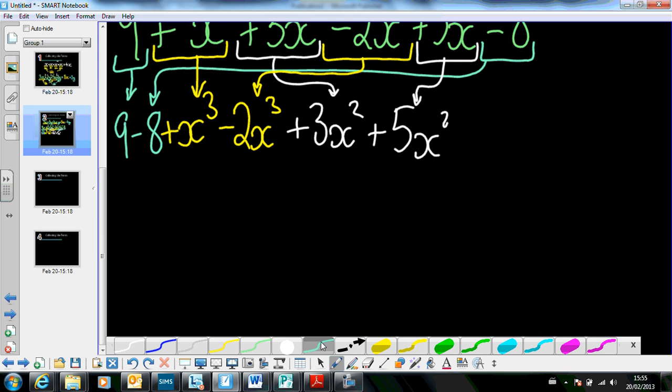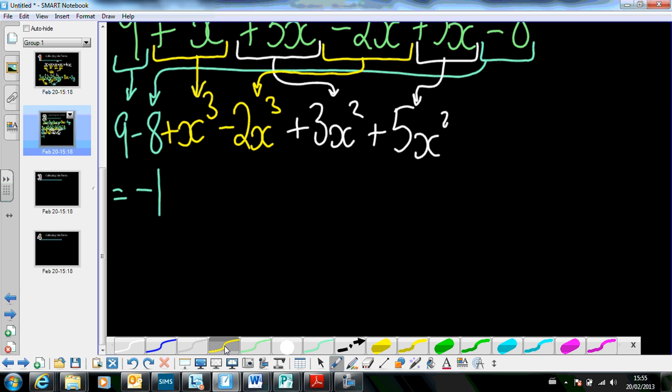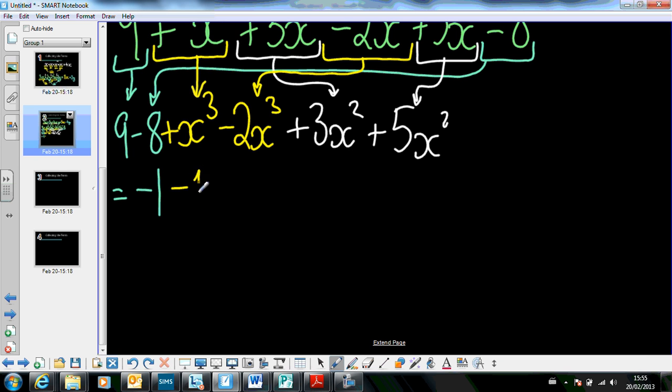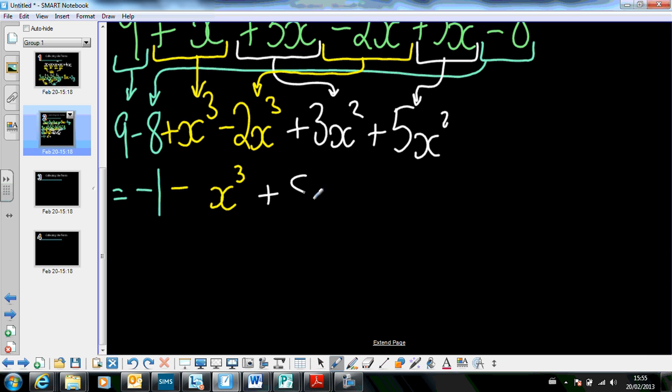And if I collect together those now, because I've got the like terms all next to each other, we get 9 minus 8, which is negative 1. x cubed minus 2x cubed, well, that's going to be negative 1 x cubed. Usually, we don't bother writing the 1. So I could leave it there, I suppose. Well, I'm not going to. And plus 3x squared plus 5x squared is going to make plus 8x squared. And that's about as tidy as we can get.